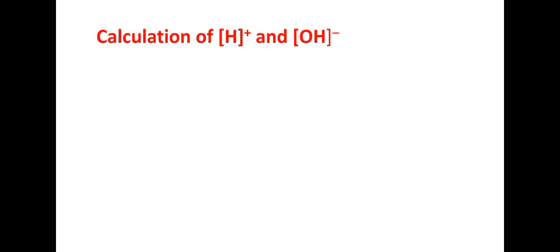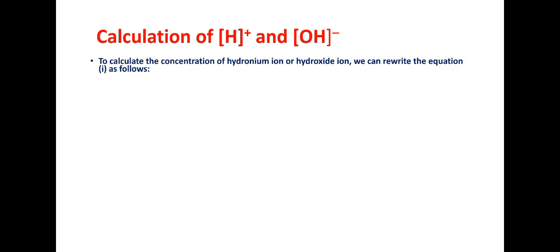So now here we have the derivation: the calculation of hydrogen ion and OH negative ion concentrations. To calculate the concentration of hydrogen ion and hydroxide ion, we can rewrite equation number 1 as follows. The molar concentration of hydrogen ion is equal to Kw over the OH concentration, where Kw is equal to the molar concentration of hydrogen ion times that of OH, and this applies to the pH of pure water.